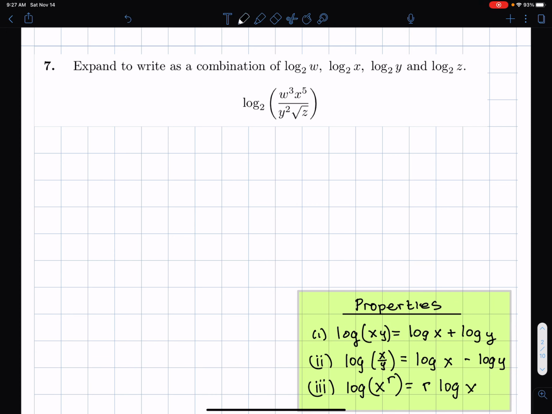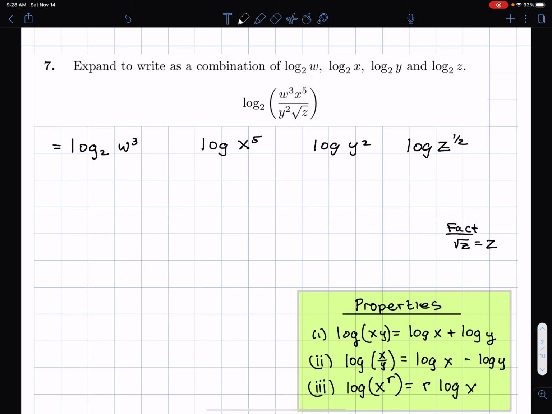Okay, how about that? So what I'm going to do is use these properties a multiple amount of times. What you can see is there's w, x, y, and z. I'm going to create a little log for each of those variables and their power. In the meantime, while I'm doing this, I'm going to take this square root of z and write it as z to the 1/2. That's just a little fact, that square root of z is equal to z to the 1/2.